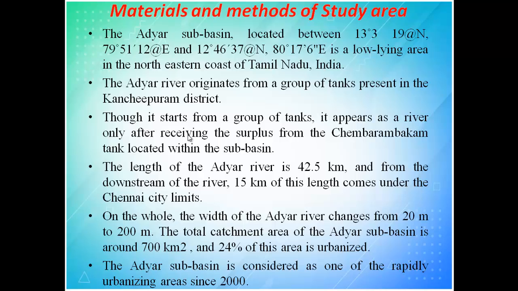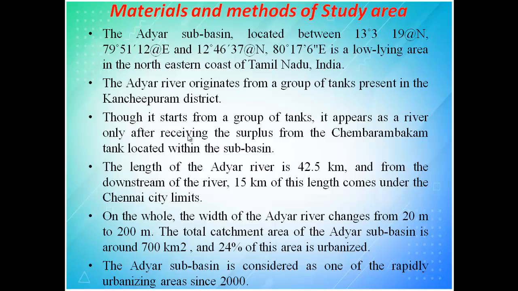In between, some areas have been blocked and buildings have been built, but it starts from Kanchipuram. When you take a very old map, you can identify it. But what to do, since the city has grown, we have covered most of the places and constructed on them, but it starts in Kanchipuram from various tanks. Though it starts from a group of tanks, it appears as a river only after receiving surplus from the Chembarambakkam tank located within the sub-basin. We all know there is a big tank, we call it Chembarambakkam.